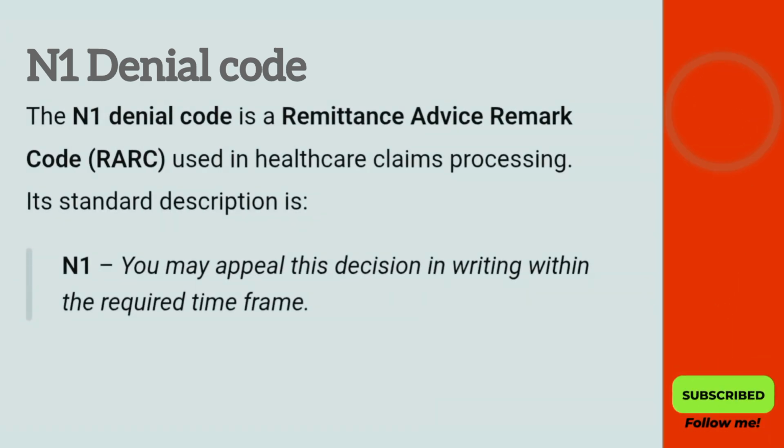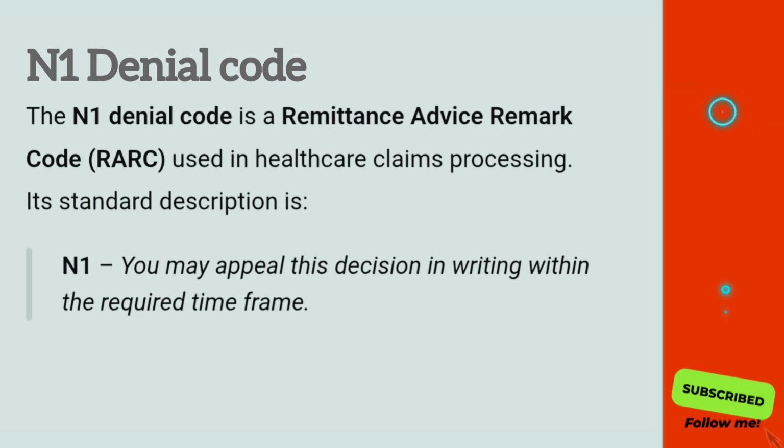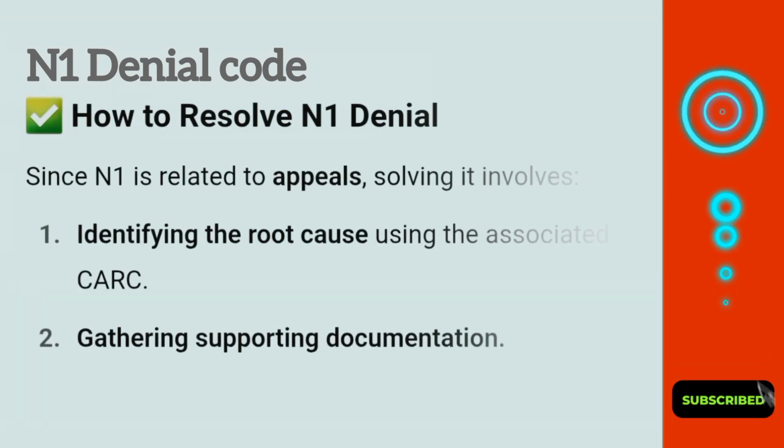So, N1 denial code is just telling you that you can file an appeal on such a denial code received in the UB or ERA. Okay, so here if you see the description, it's clearly telling you that you may appeal these decisions in writing within the required time frame. So there is an option where you can file the appeal.